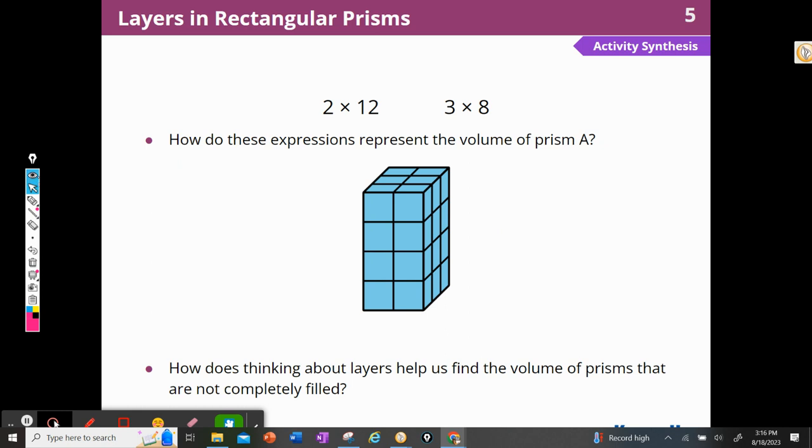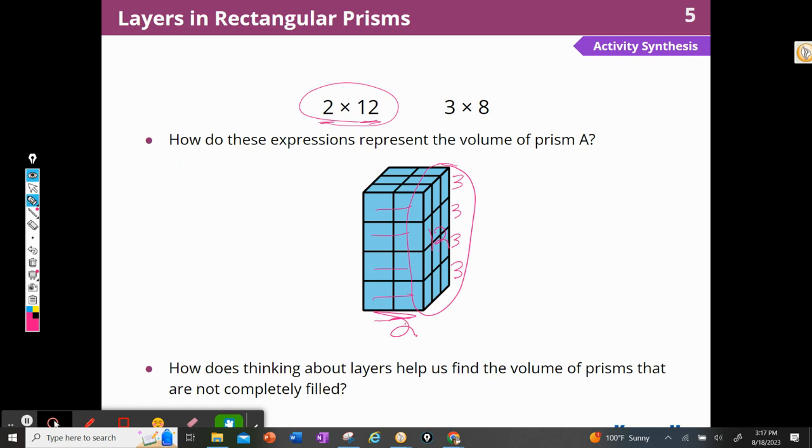It says, how do these two expressions represent the volume of prism A? So when I look at this expression, I see the number 2 and I see the number 12. Where is the 12 and where is the 2 in this prism? Well, I see that I have a 2 here, 2, 2, 2, right? And then where's 12? Well, if I count just this layer here, let's see, this is 3, 3, 3, 3. Well, that's 12, isn't it? And I have 2 layers of 12. That's how I would represent this multiplication problem.